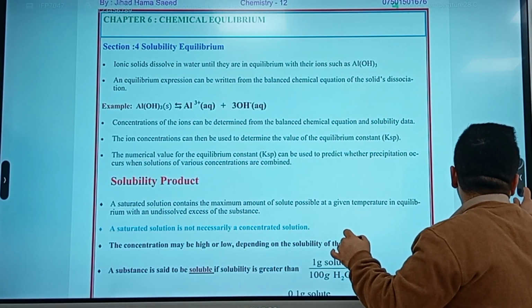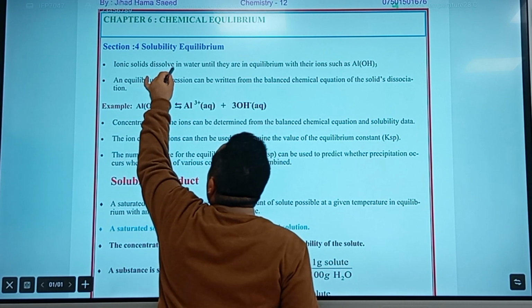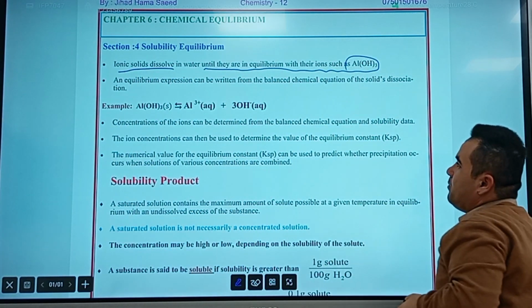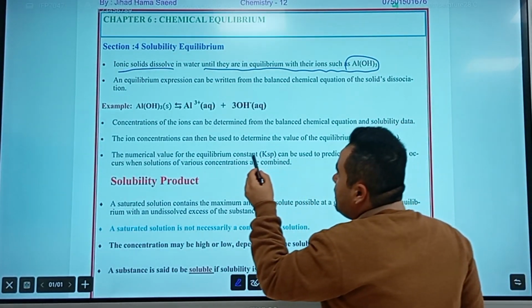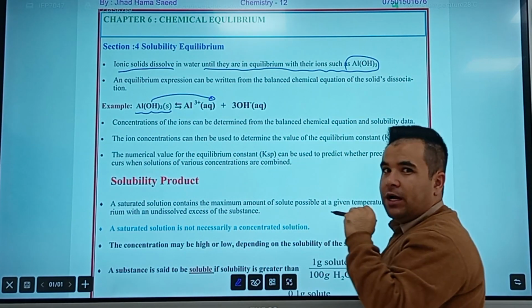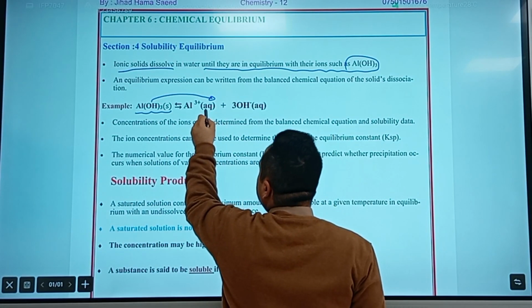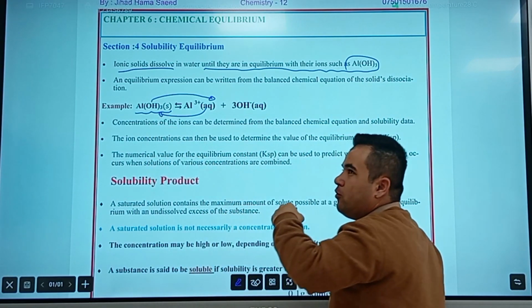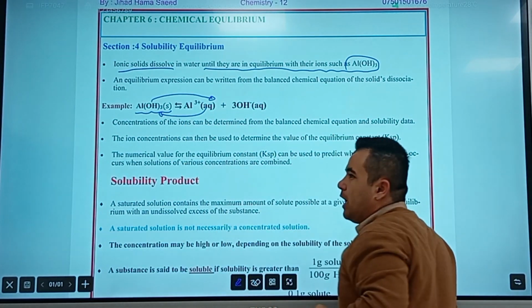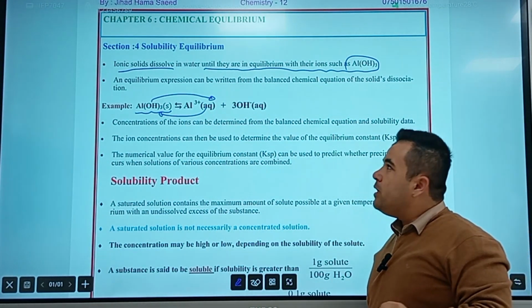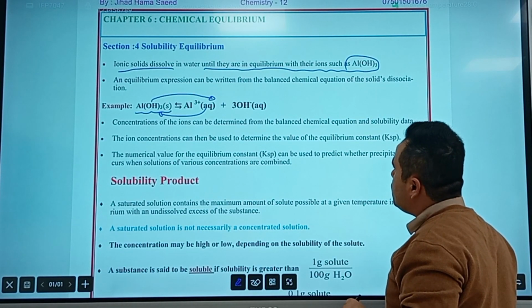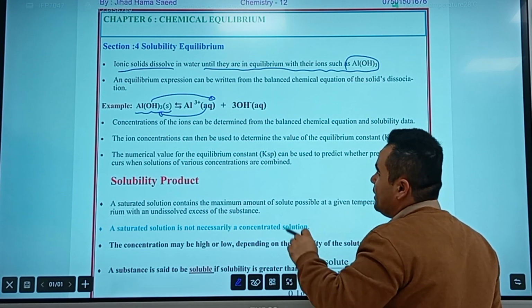As I told you guys, when an ionic solid dissolves in water until they are in equilibrium with their ions, such as aluminum hydroxide. In this case, the aluminum hydroxide dissolves to form aluminum and hydroxide, and then there will be a possibility for aluminum and hydroxide to go back to form aluminum hydroxide. If the rates of these two directions are equal, there will be solubility equilibrium, and the equilibrium state will be reached for an ionic solid when it dissolves.